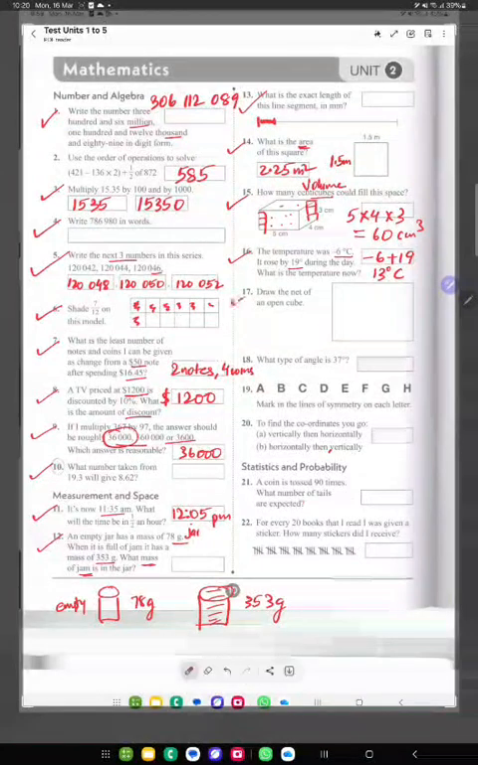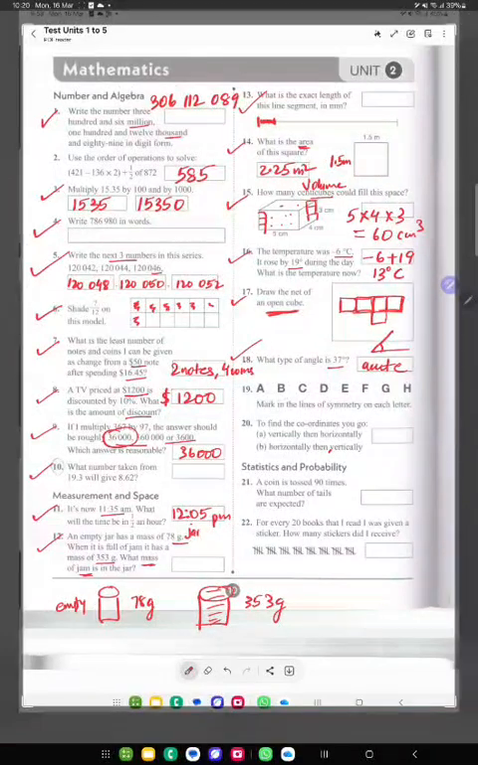In question 17, draw the net of an open cube. So you can draw it anyways. It should have just 5 equal faces. It should not have 6 faces, because it's an open cube, there is no top on it. Okay, so there are many ways to draw one. You just have to draw equal squares. Okay, in question 18, what type of angle is 37 degrees? 37 degrees is an acute angle.